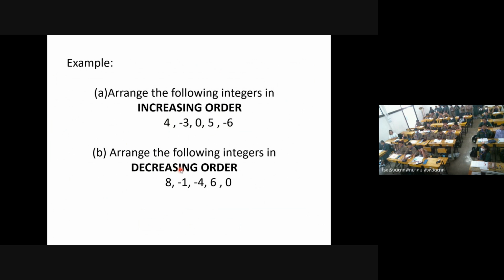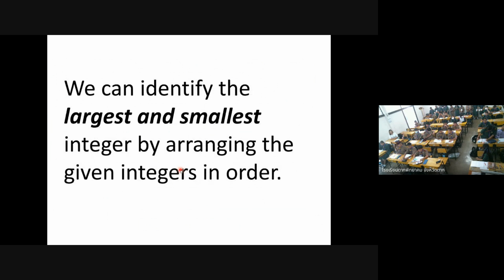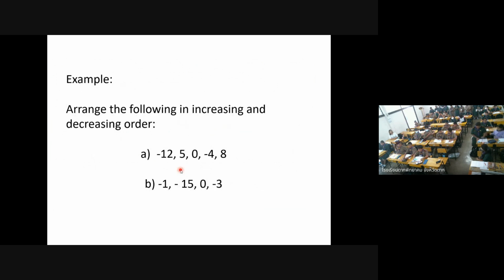What will be your answer? The farthest right is 8, then 6, then 0. So actually it should be here. And then -1, and then -4. Do you understand decreasing order? Understand? Okay.